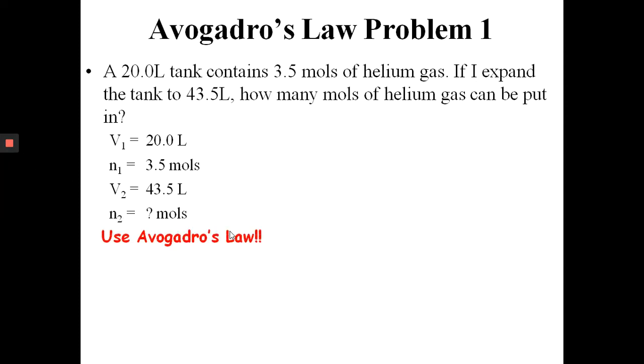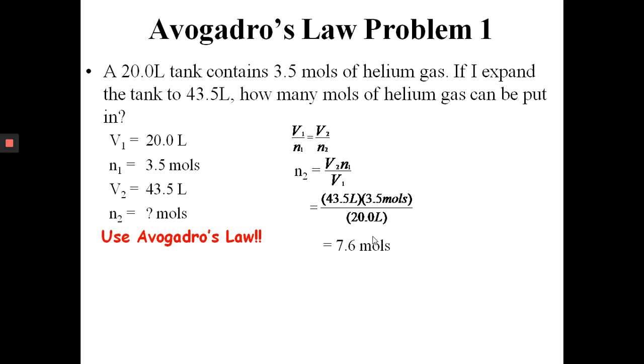Okay, based on this given information, we know we have to use Avogadro's law. Avogadro's law looks like V1 over N1 is equal to V2 over N2. Since we are solving for N2, I'm going to go ahead and rearrange the equation to solve for N2, which is V2 times N1 over V1. Now I'm going to plug in my numbers: 43.5 liters times 3.5 moles divided by 20.0 liters. Again, this is multiplication and division only, and you have to report your answer to the least amount of significant figures, which would be 2. So your answer is 7.6 moles total.